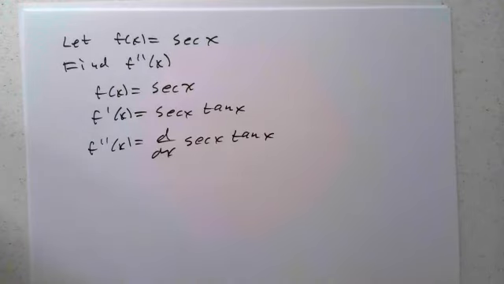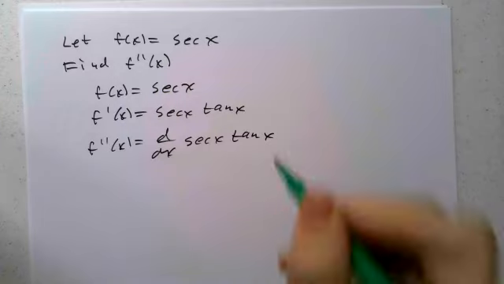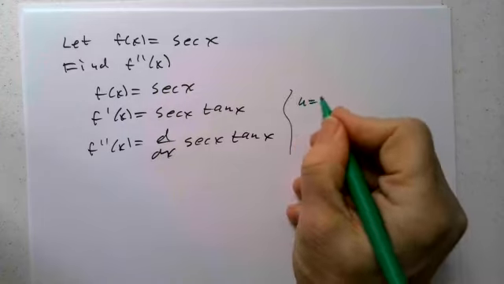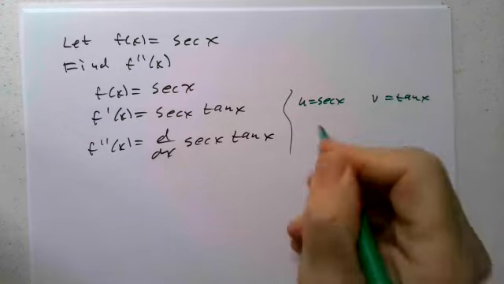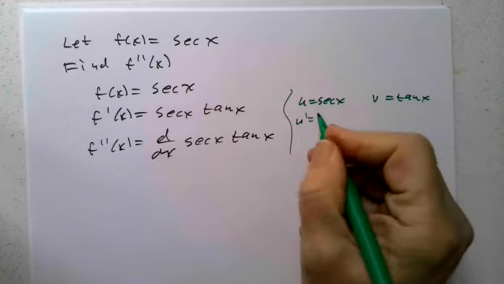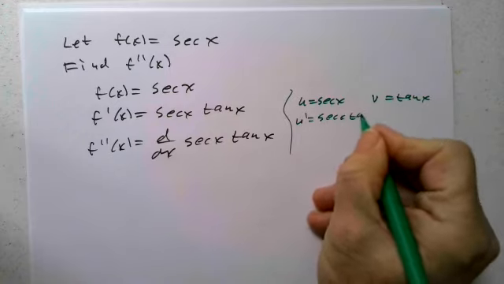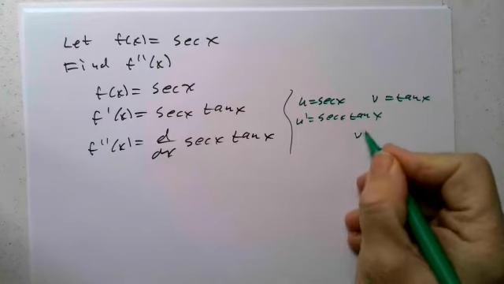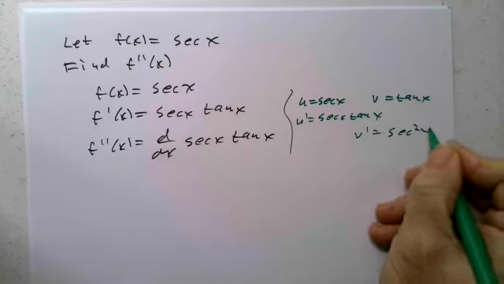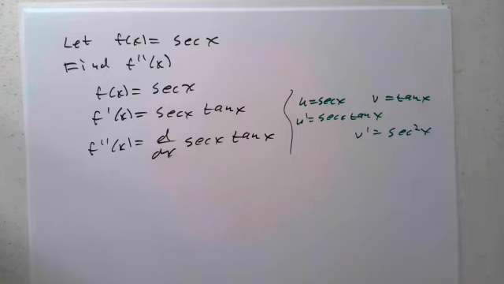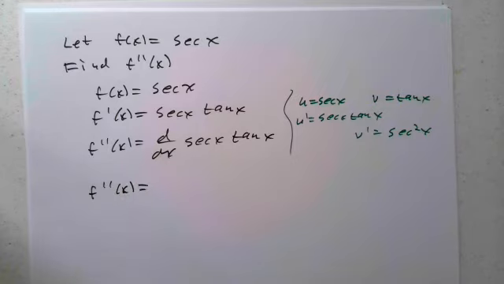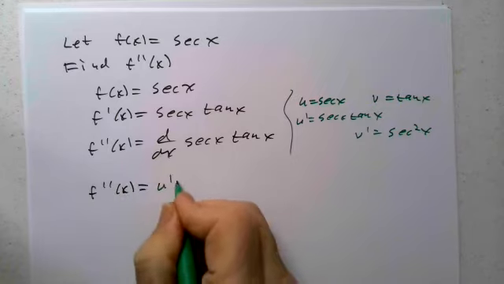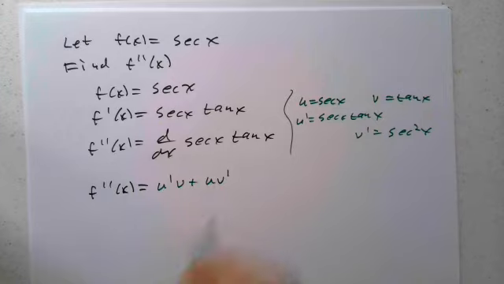And to do that, we're going to play with the product rule. This time where u is secant and v is tangent. So u prime, the derivative of secant, is secant tangent. And v prime, the derivative of tangent, is secant squared x. So my f double prime of x will be u prime v plus u v prime.